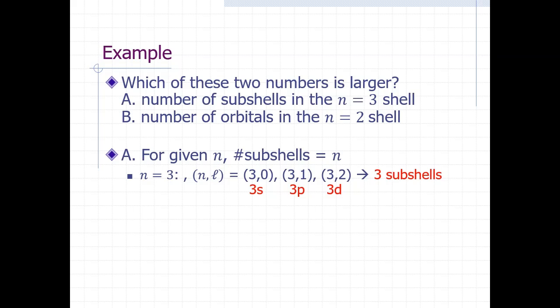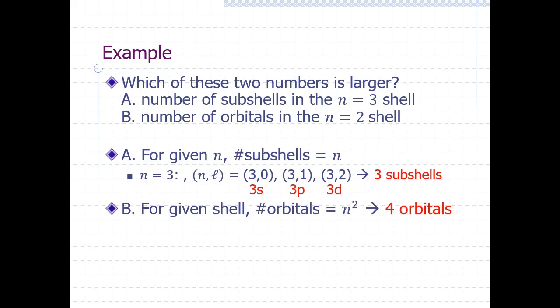What about choice B? In general, the number of orbitals in a given shell can be shown to be equal to n squared.